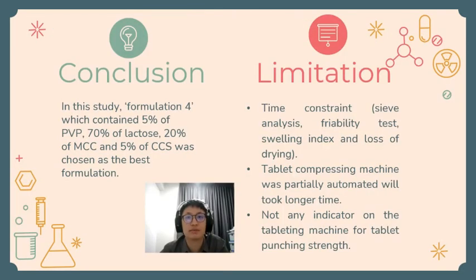Conclusion: in this study, formulation 4 was chosen as the best formulation because it has excellent flowability, compressibility, and fast disintegration time. The limitations of my study are time constraint, cannot do several evaluation tests, the tablet compression machine was partially automated, which took longer time, and there was no indicator on the tablet machine for tablet punching strength.